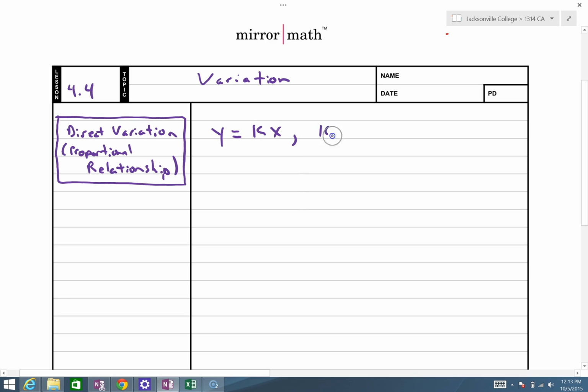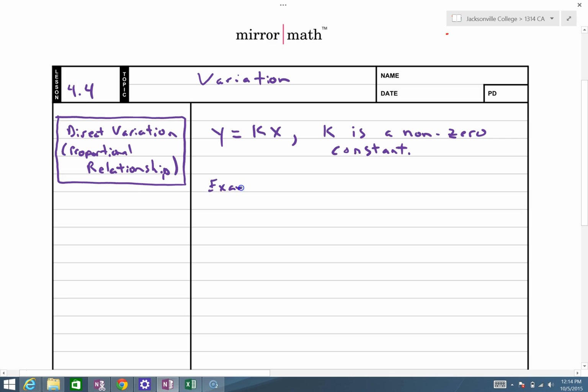see continually throughout this lesson. K is some non-zero constant. And x and y are the input variables. This proportional relationship is one that you have a lot of experience with. Let's look at an example.